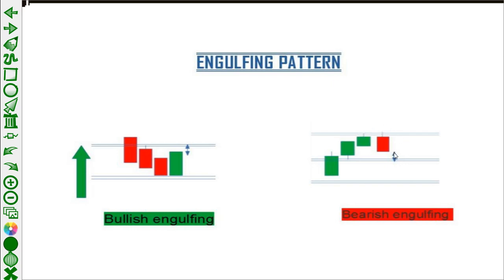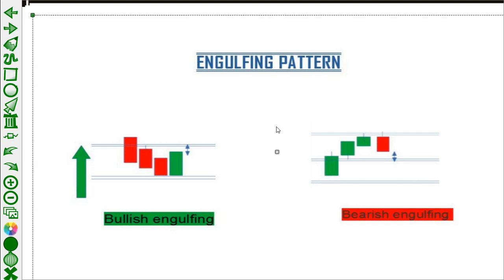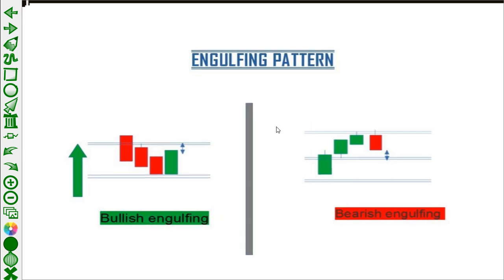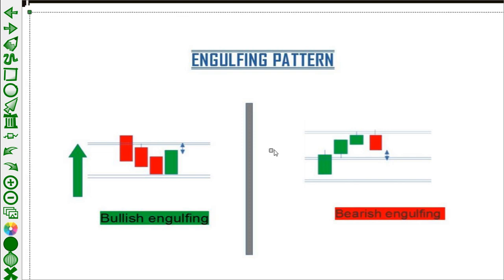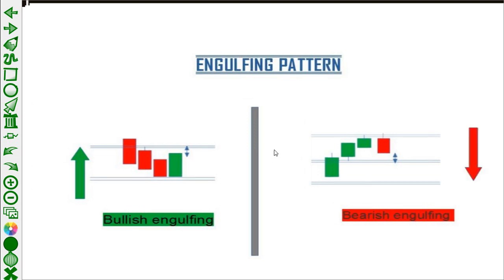But what we need to observe here is that there should be some difference between the minor bias area and the close of the candle. We will see in further images where to take the trades and where to avoid the trades in upcoming slides. So this is about bearish engulfing.